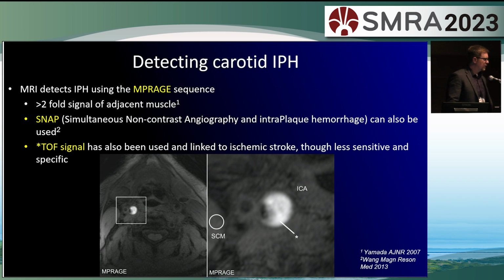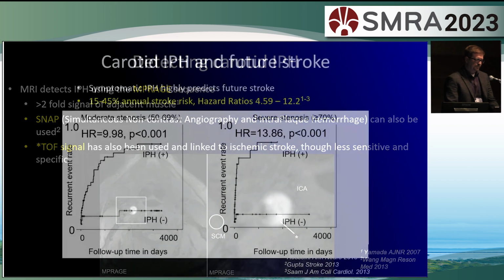Now we use the MPRAGE sequence primarily at the University of Utah. We use a signal threshold of twofold signal intensity over adjacent sternocleidomastoid muscle. Other sequences can be used, like SNAP, which was developed at the University of Washington with Chun Yuan's group, and time of flight signal has also been used.